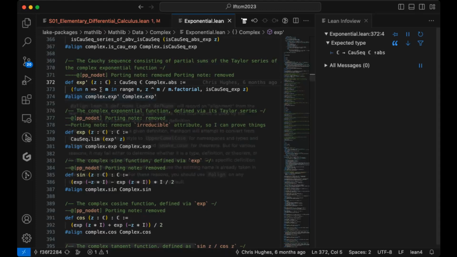Okay, so this is the base definition for the exponential and therefore ultimately the sine function. And I wonder how familiar that looks to somebody who's been doing Lean for a long time. You're like, oh cool, that's roughly what I would expect.